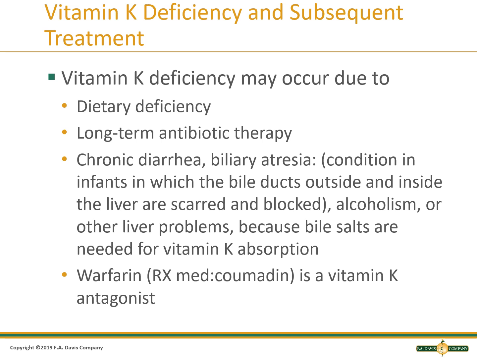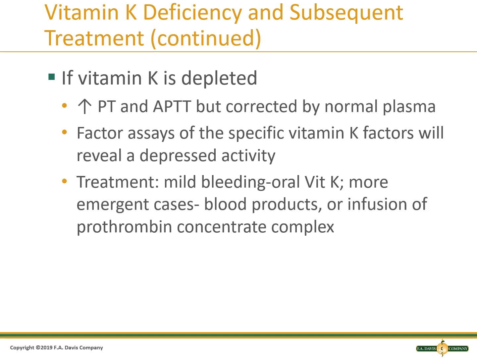Patients that are being treated with warfarin or Coumadin, a pharmaceutical medication, are on a vitamin K antagonist, and that's how that medication works. If vitamin K is depleted, you will have an increased PT and PTT, but it can be corrected by normal plasma. Factor assays of the specific vitamin K factors will reveal a depressed activity.